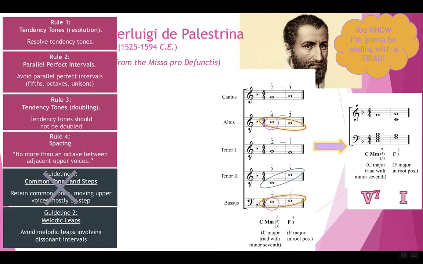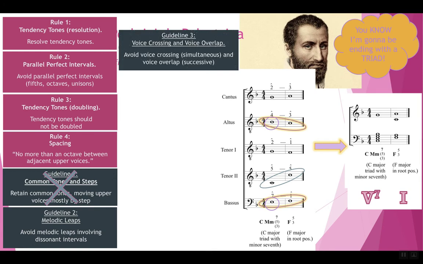Guideline 2, melodic leaps. Avoid melodic leaps involving dissonant intervals. So that would be a diminished fifth or augmented fourth and so on. And this is especially the case in inner voices. You can sometimes leap a diminished fifth, especially if you're in the melody. But really in inner voices, you want to have them be doing as simple, mostly stepwise stuff, if possible. So he does a great job there, not leaping any dissonant intervals.